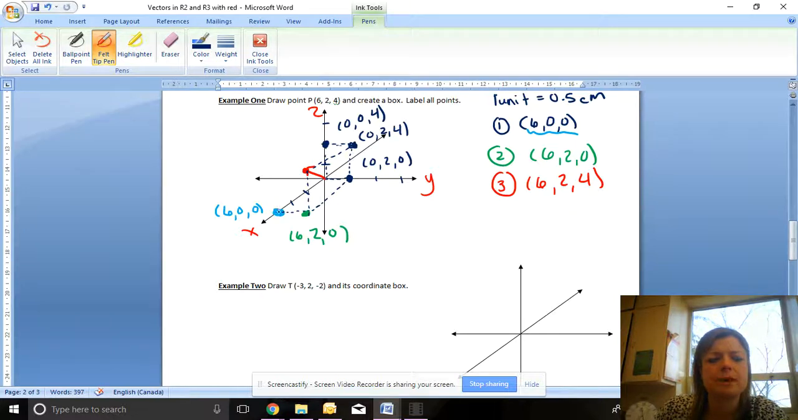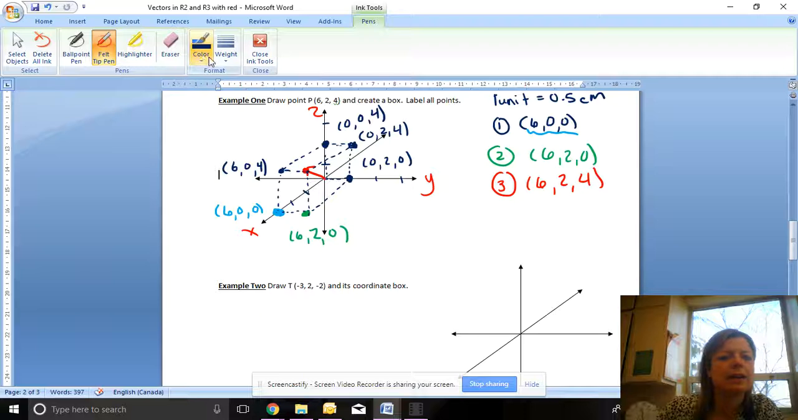So now we just need a point here. So from here, we go up Z. So that is 6, 0, 4. Go up to it and over, and then we just connect our box. So to me, that's the best way to make the box, is to do the intercepts and then kind of fill in the blanks of what you haven't drawn yet.